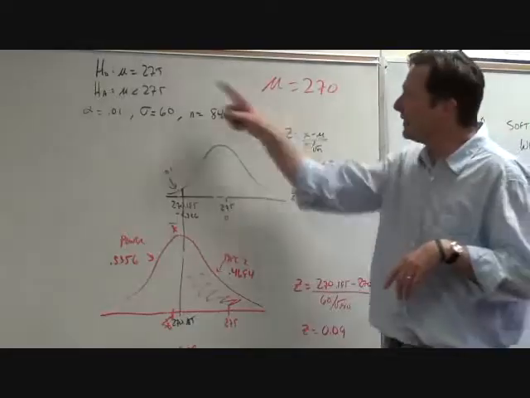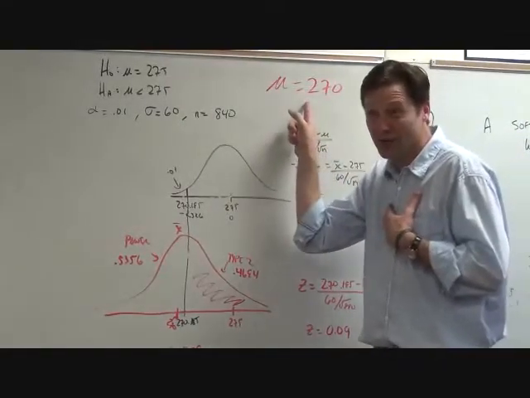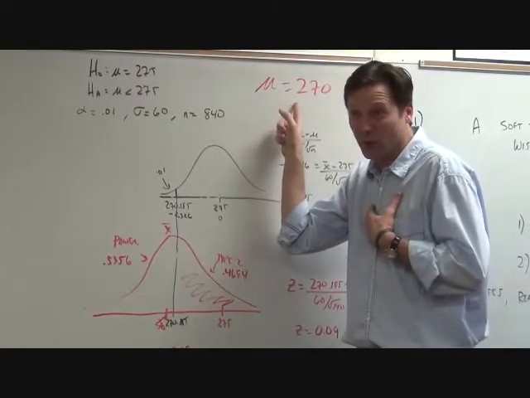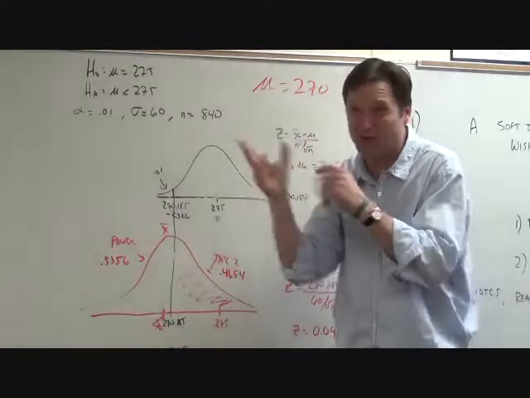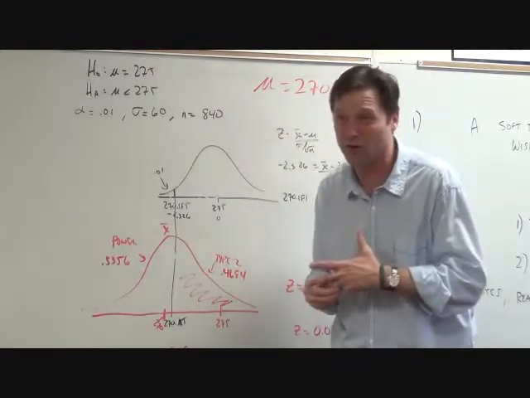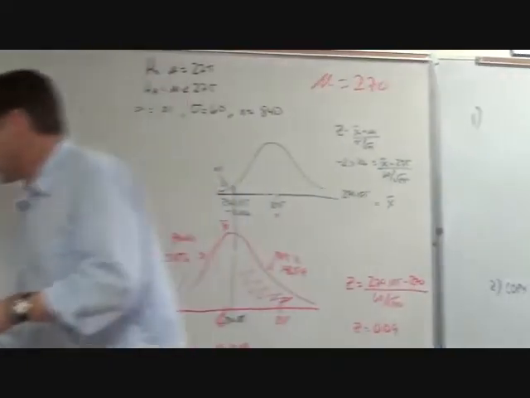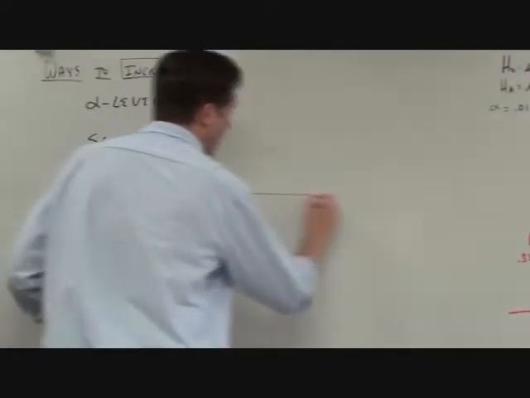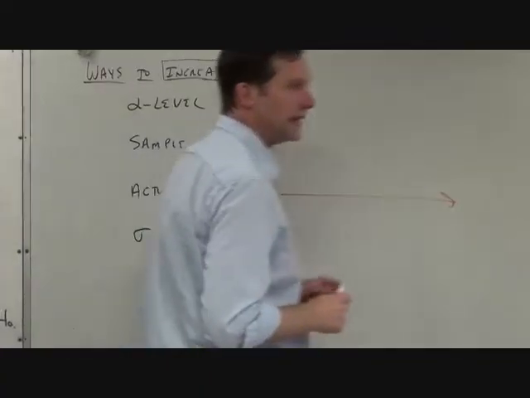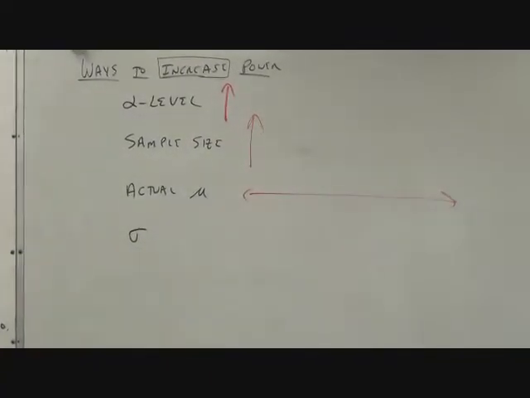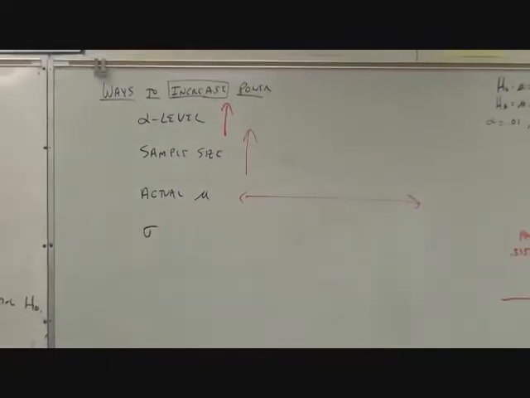Now, if what they say is true is really close to what is really true, then you're going to get X bars that are kind of close to both of those two, and it's going to be harder to prove. Okay? Does that make sense? So the further away the actual mean is from their hypothesis, the higher power is.